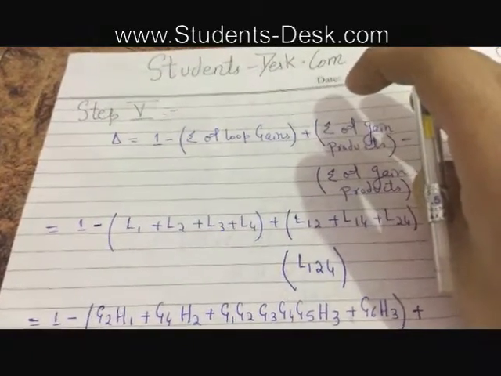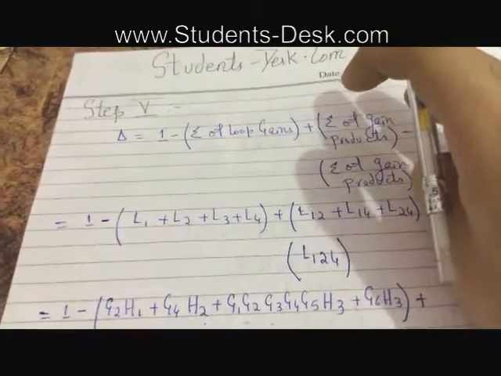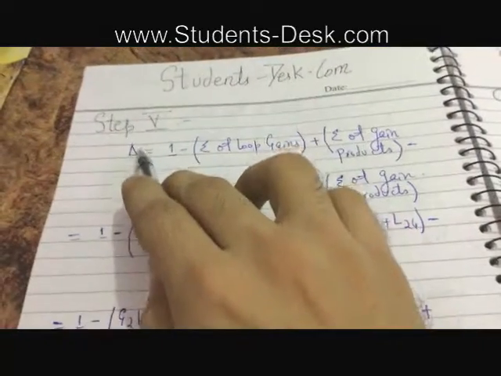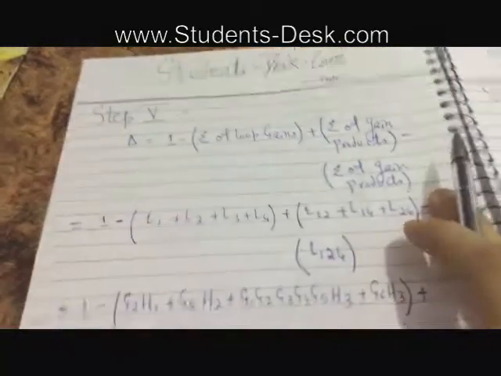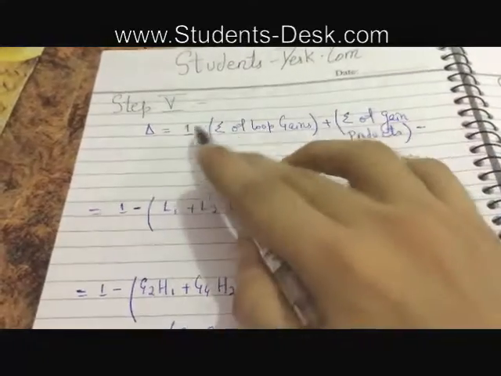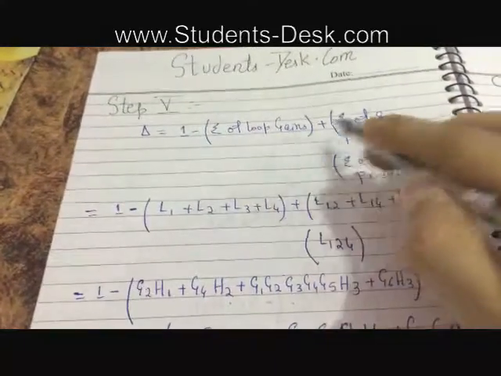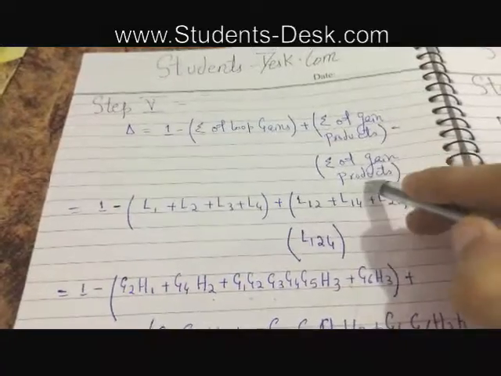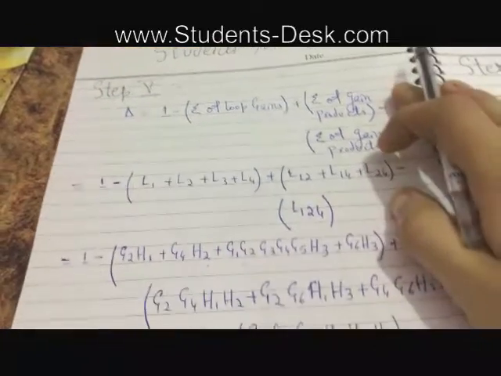In the previous tutorial, we found the forward paths, the individual loop gains, the gains of 2 non-touching loops, and the loop gains of 3 non-touching loops. So now step 5 will be to find the value of delta. The formula for delta is 1 minus the summation of loop gains, plus the summation of gain products of 2 non-touching loops, minus the summation of gain products of 3 non-touching loops.